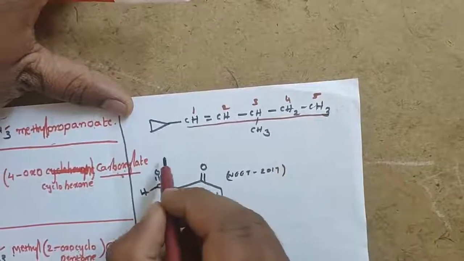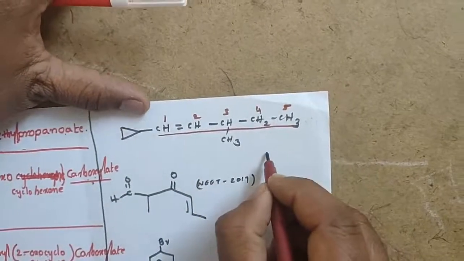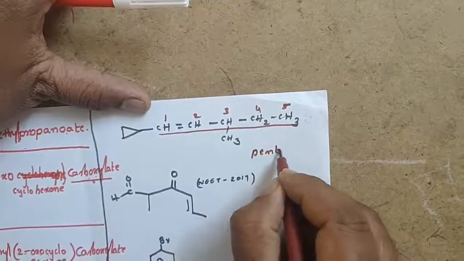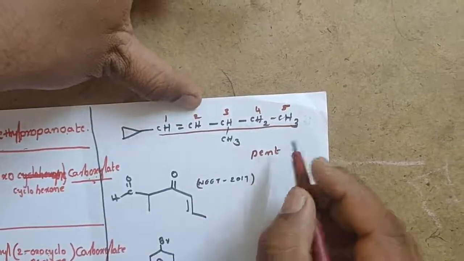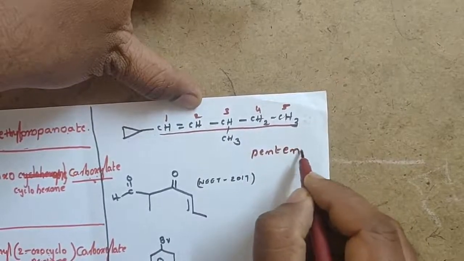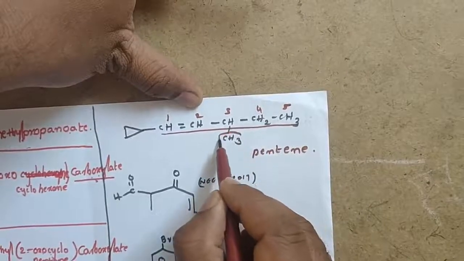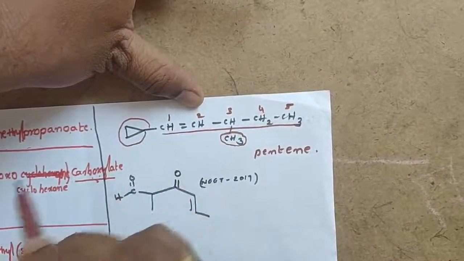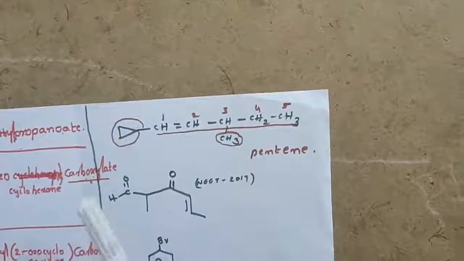Okay? So in the longest chain, how many carbon atoms are there? 5 carbon atoms are there. That's why it is called pent. And a carbon double bond is there. That's why it is called pentene. And there is one branch here, and another branch here. So how many branches are present here? There are two branches.